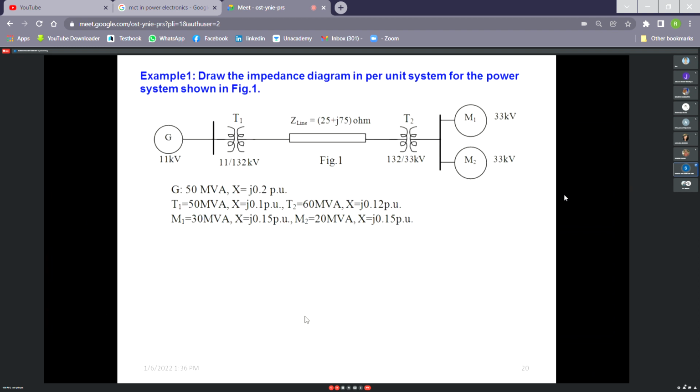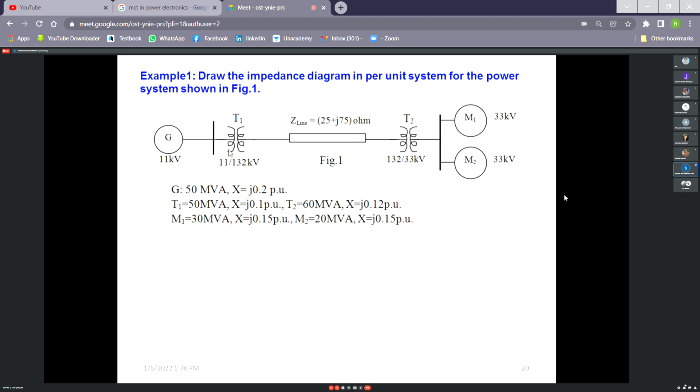Now let us take an example. This is the same example I showed at the beginning of the class, but there the values were not given. Now the values are given. So generator is 11 kV, it is written in the single line diagram. It is 50 MVA, X is j0.2 per unit. X is j0.2 per unit means generator reactance is 0.2 per unit on its own base. That means 50 MVA as the MVA base and 11 kV as the voltage base.